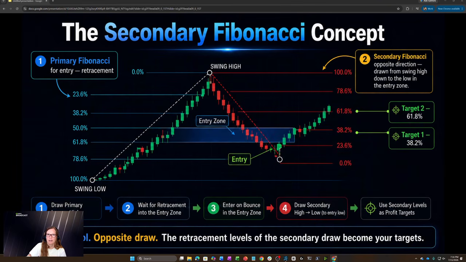Here's the concept. After I've taken my entry using method 1 or method 2, depending on if it's a trending market or a choppy market, I take a second Fibonacci draw. The same tool, but this time I draw it in the opposite direction. For a long trade, I draw the secondary Fibonacci from the most recent swing high down to the most recent swing low. The levels that populate are now above current price, and those are my target levels.